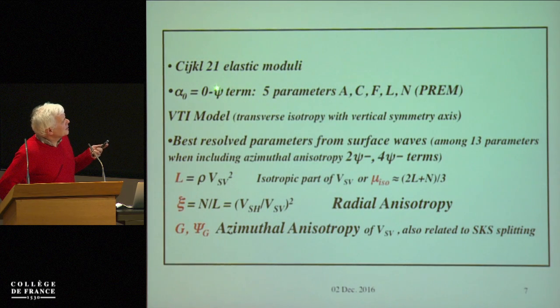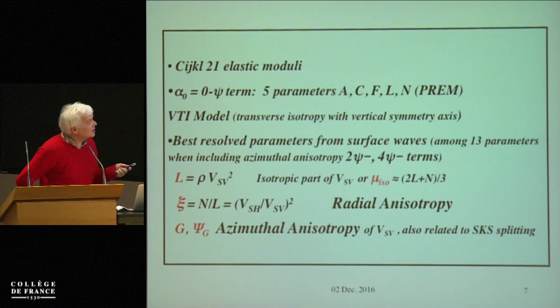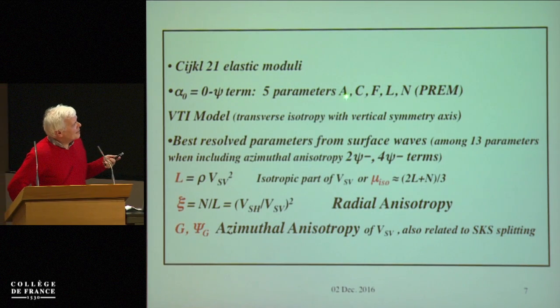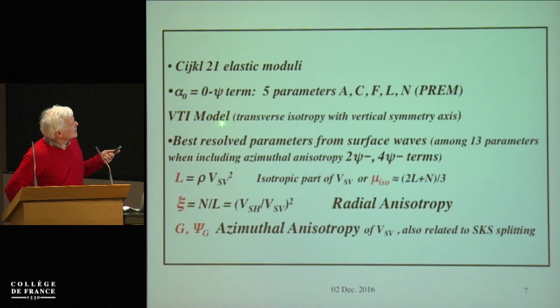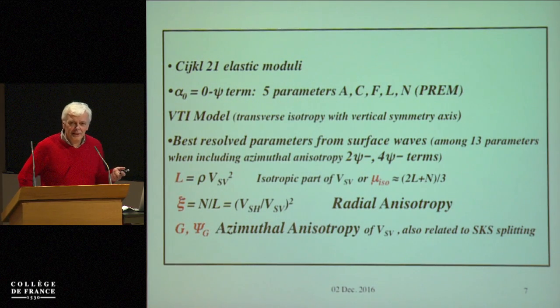And I would like to remind that for the 0 psi term, which corresponds to the azimuthal average, we have 5 independent parameters, which are A, C, F, L, N. These are the ones which are retrieved by the 1D model. And it corresponds to what we call a VTI model, a transversely isotropic medium with vertical symmetry axis. From surface waves, of course, we have only 13 parameters, but still a lot of parameters.